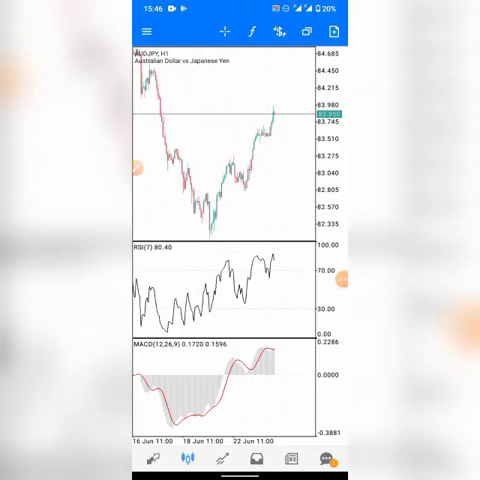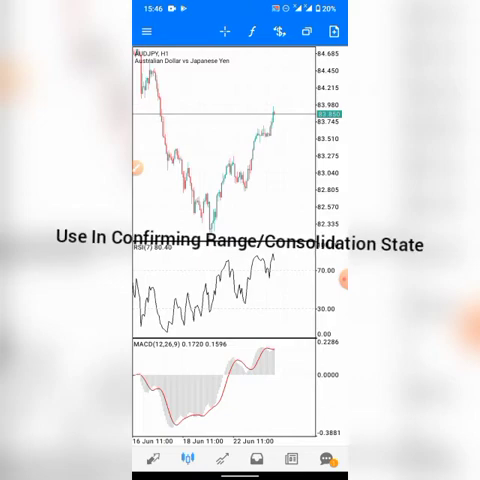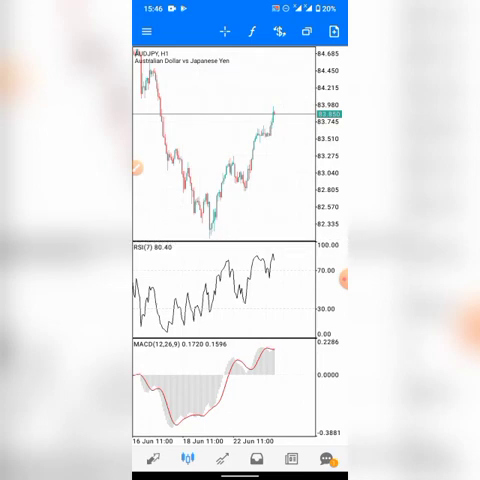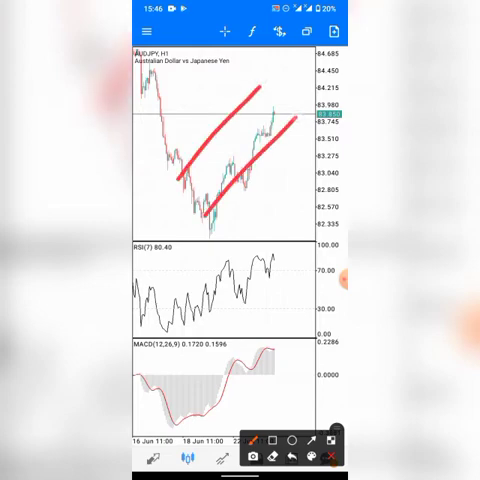Okay, another way you can take divergence is using it in a trend or range market, okay, or consolidating market. This is what I mean. If you see the market consolidating, okay, you can try to know if your entry will be suitable or not. Okay, so let's say you connect these lows and you see your indicator moving in the opposite direction, it means that okay, you have a backup plan.